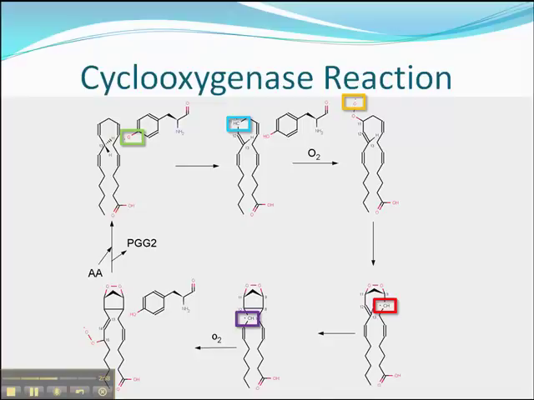The next step involves this radical reacting with a molecule of oxygen, forming the radical highlighted in yellow. The tyrosine 385 then transfers a hydrogen atom to the oxy radical highlighted in yellow. This final step produces prostaglandin G2, and it regenerates the tyrosyl radical, which is now able to again initiate the cyclic reaction using another molecule of arachidonic acid.